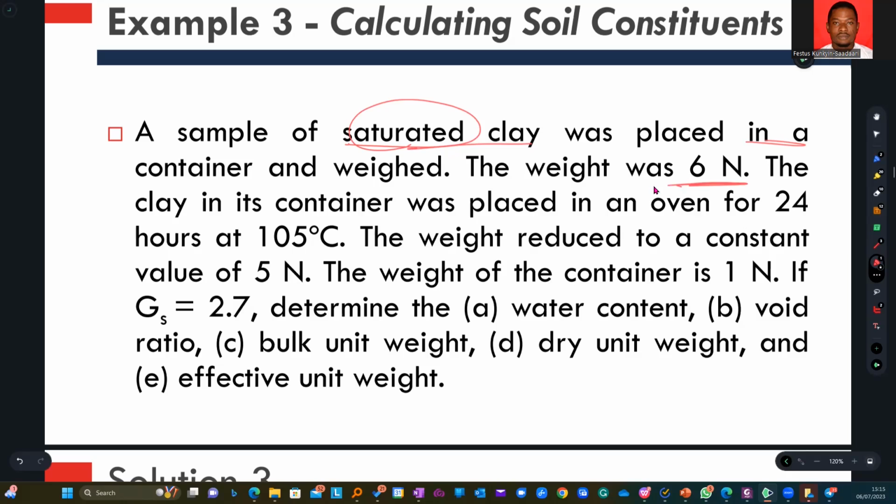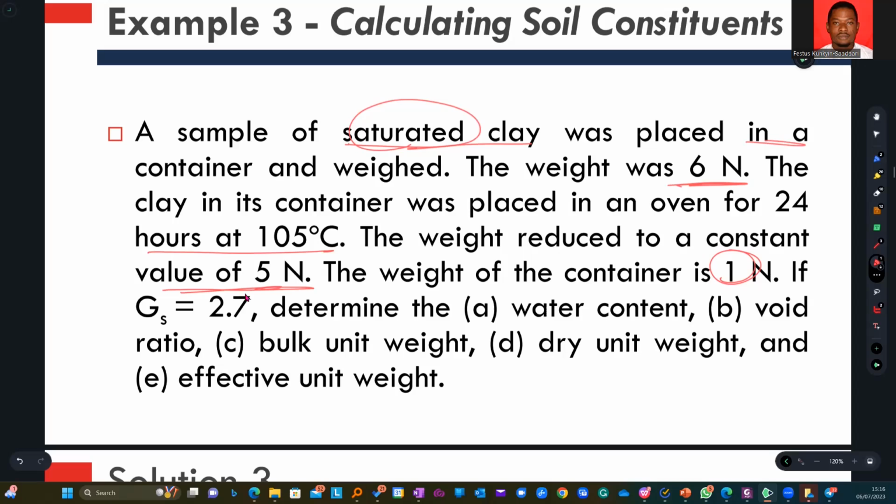Then the clay in the container was placed in an oven for 24 hours at a certain temperature. The weight reduced to a constant value, which means the value did not change again after it was placed inside the oven. And so we have this. The weight of the container is given as 1 Newton.